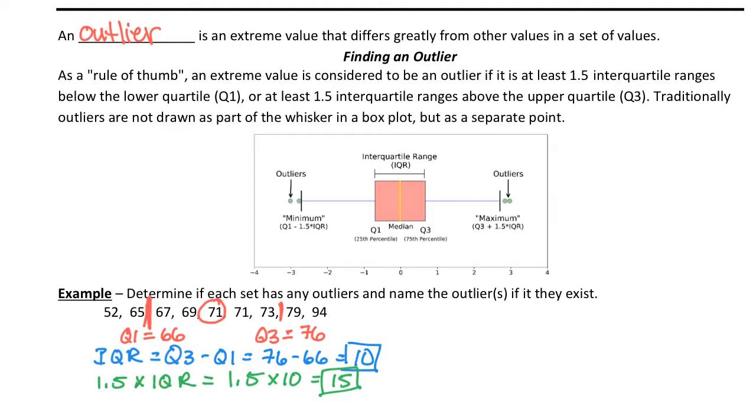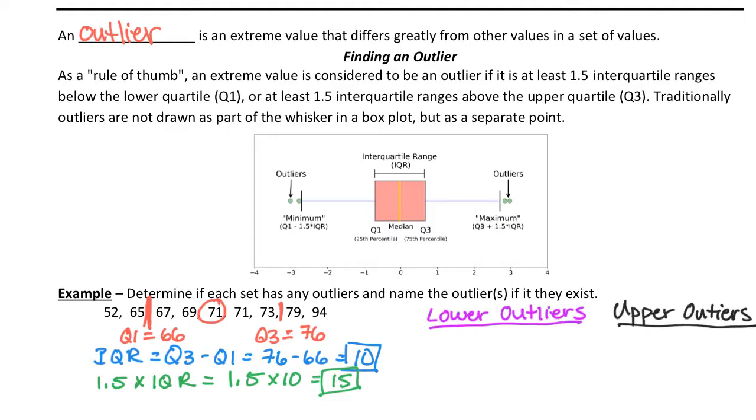Okay, so in our first step, let's just regroup. We find the upper and lower quartiles. We find the interquartile range, which is Q3 minus Q1, and then we multiply that interquartile range by 1.5 to get that distance. In this next one, we're going to see what, if any, values are outliers.